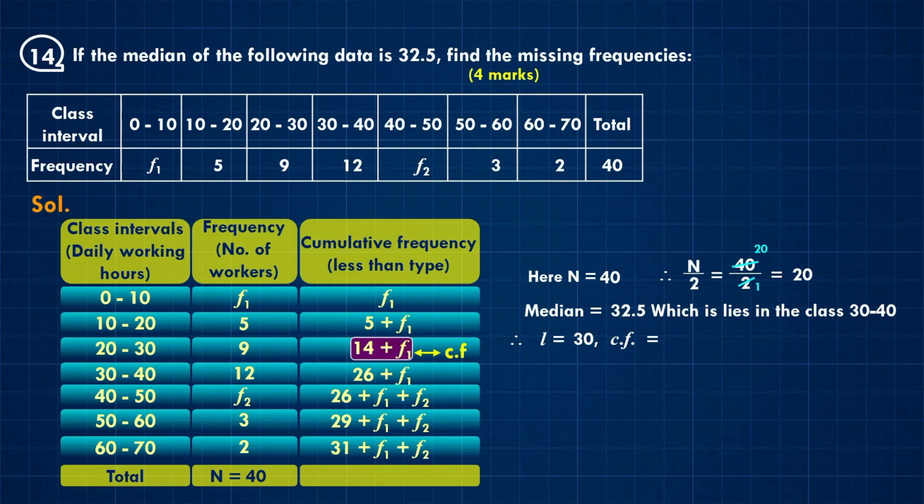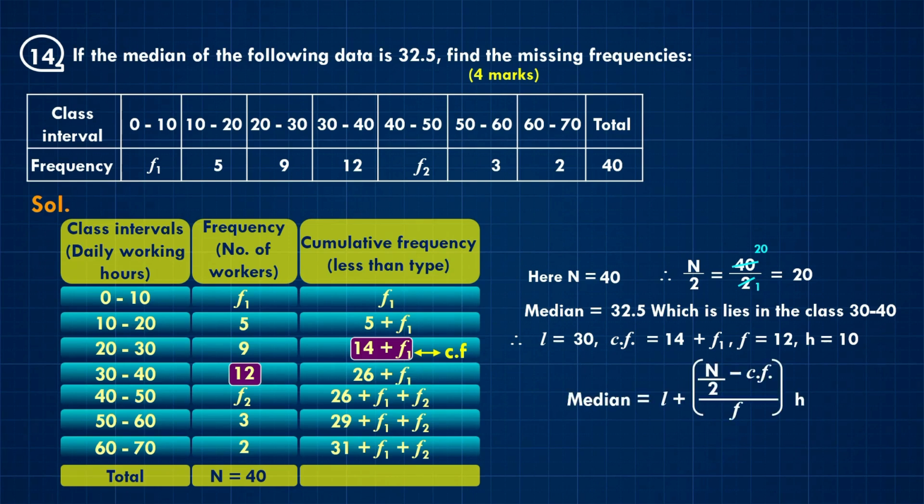CF is the cumulative frequency of the previous class interval, the cumulative frequency of the class preceding the median class, right? So that is going to be 14 plus F1, because 30 to 40 is the median class over here. And F is going to be the frequency of the median class. So that is 12 over here. And H is the difference between the two subsequent lower limits of the class interval. So 10 minus 0, that is 10.